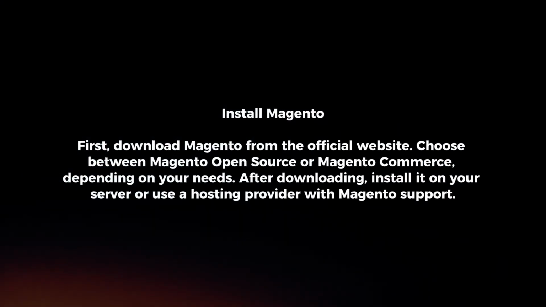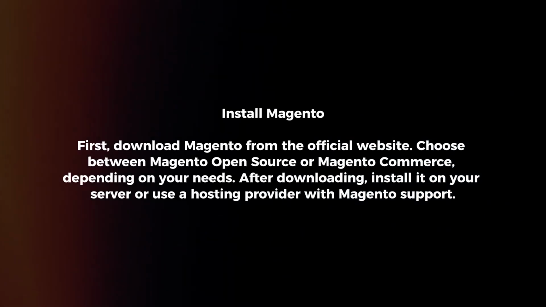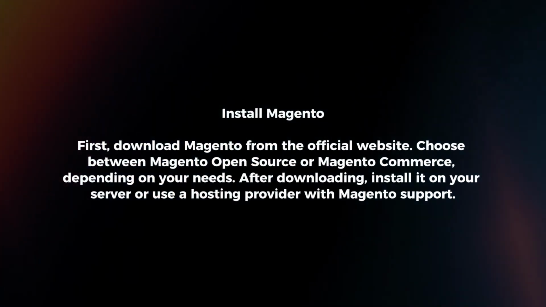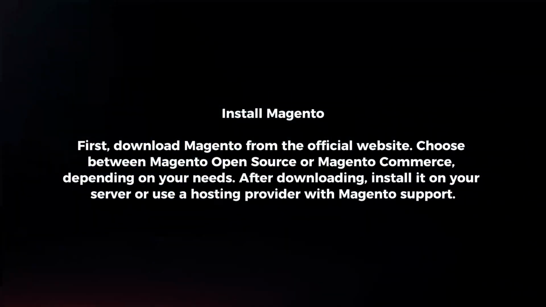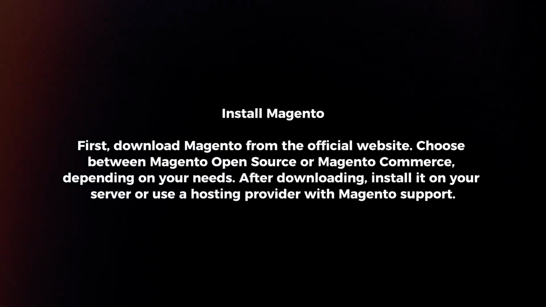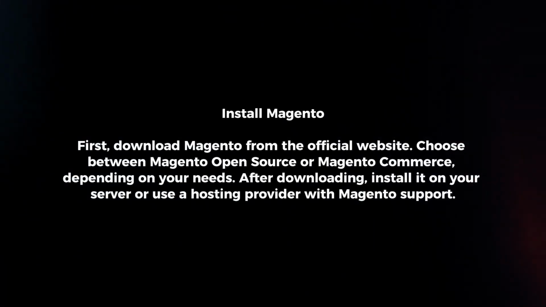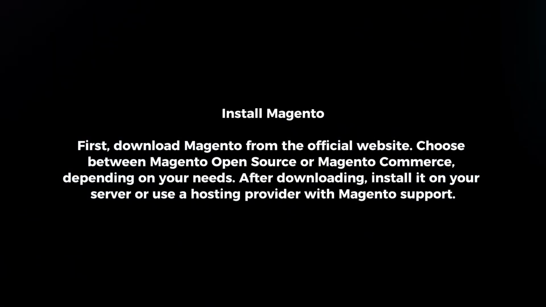Install Magento. First, download Magento from the official website. Choose between Magento Open Source or Magento Commerce, depending on your needs. After downloading, install it on your server or use a hosting provider with Magento support.